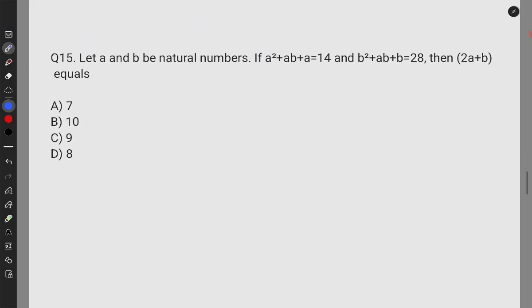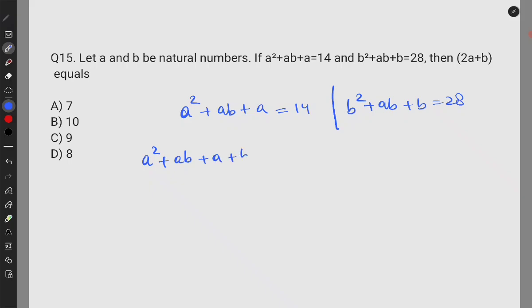Let a and b be natural numbers. If a square plus a plus ab equals 14, and b square plus ab plus b equals 28. Now what if I add these equations? So what will we have? a square plus ab plus a plus b square plus ab plus b, that is equal to 42.